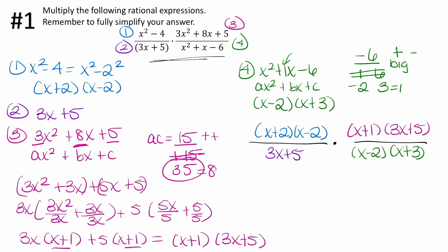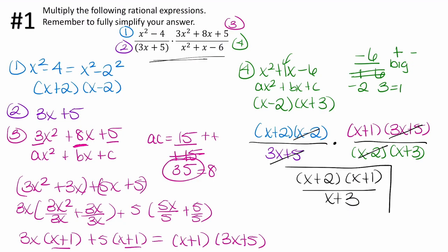Okay, so let's go ahead and cancel. Remember, we can cancel if they're on opposite sides of the fraction. So x minus 2 cancel. 3x plus 5, 3x plus 5 cancel. And all that we're left with is in the numerator, we have x plus 2 times x plus 1, and that is over x plus 3. Okay, and that is now the fully simplified form of our answer.